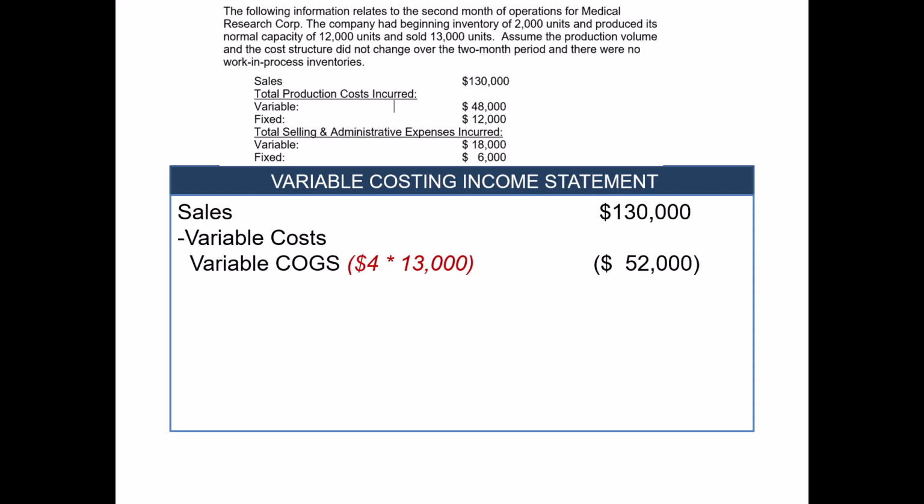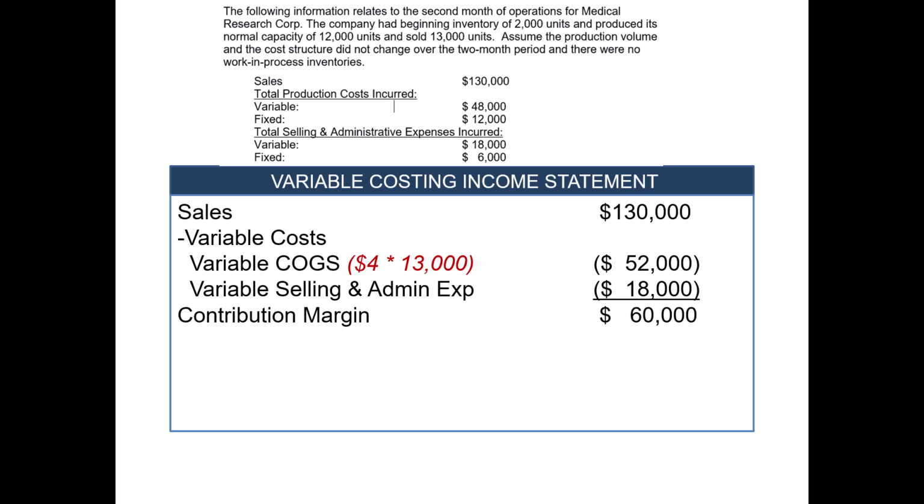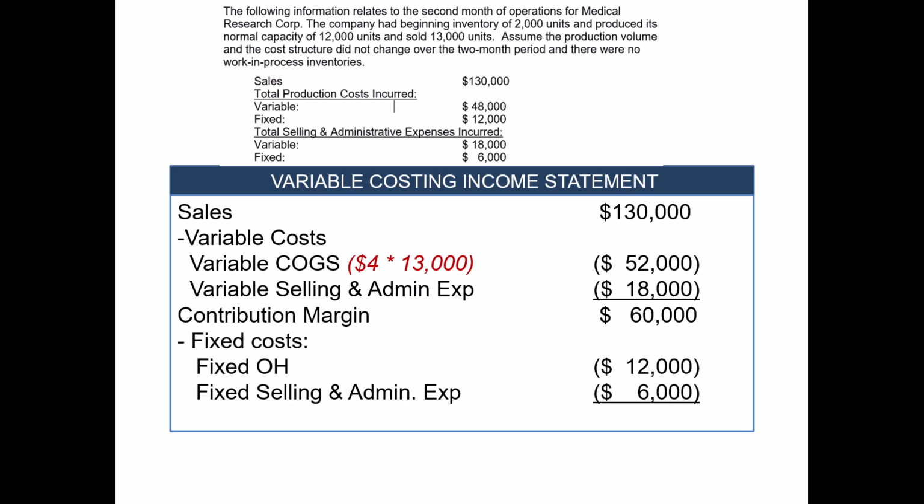From here, all of our costs incurred will be expensed. So the variable selling cost of $18,000 will be expensed. That will give us a contribution margin of $60,000. We then subtract our fixed costs. We had fixed overhead incurred of $12,000, fixed selling and administrative expenses of $6,000, giving us income of $42,000.